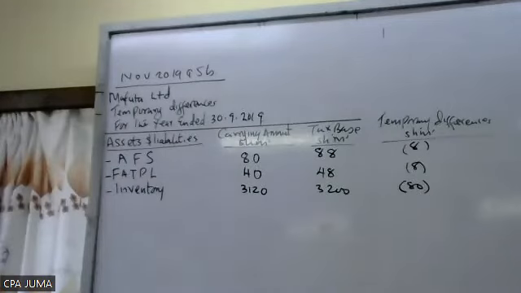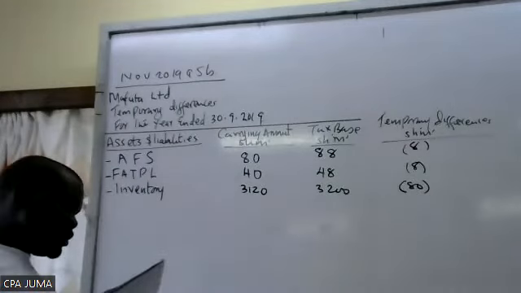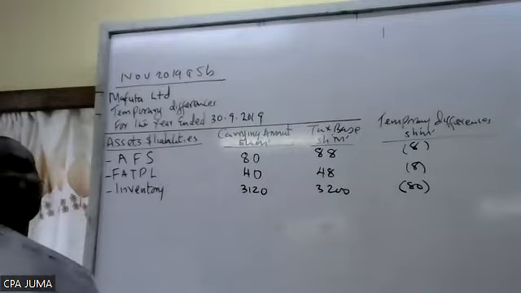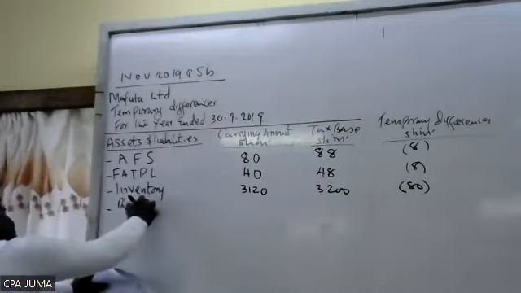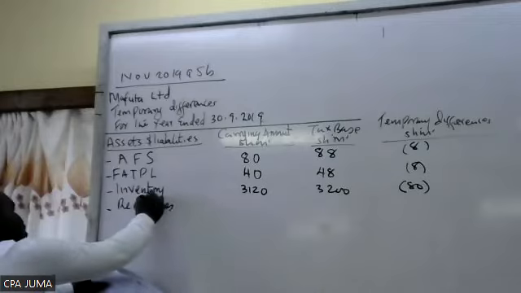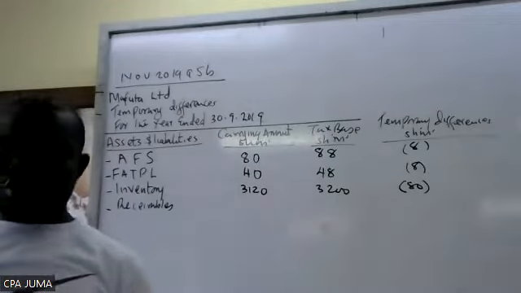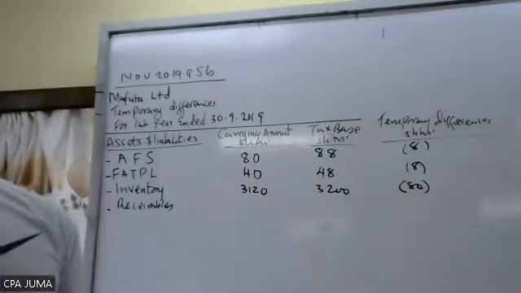Next, number 3. Receivables. Read and write everything. There is no harm in attempting.